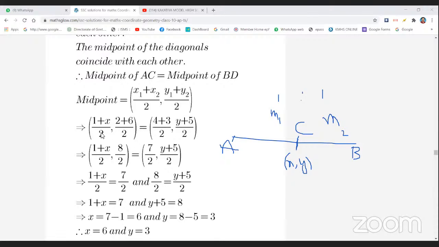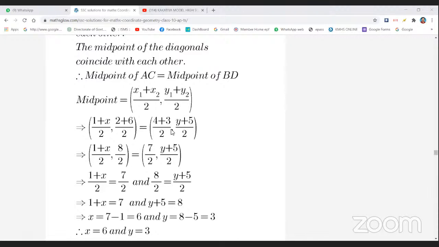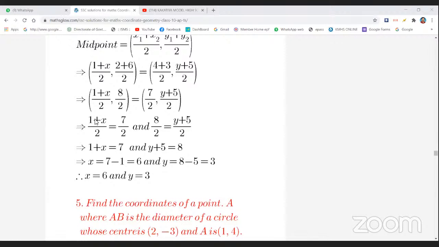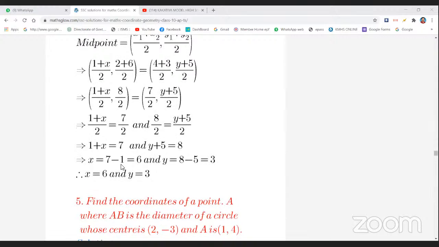Substituting all those values, we need to equate the coordinates: (1 plus x) by 2 is equal to 7 by 2, and 8 by 2 is equal to (y plus 5) by 2. Cancelling 2, 1 plus x is equal to 7, so x is equal to 7 minus 1, which is 6. And y plus 5 is equal to 8, so y is equal to 8 minus 5, which is 3. So the x value is 6 and the y value is 3.